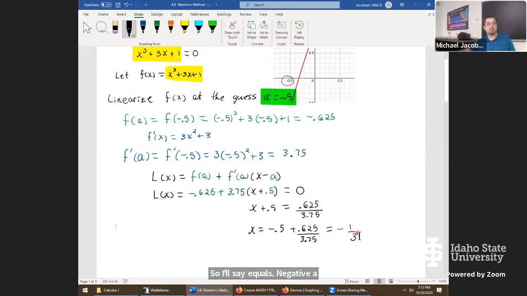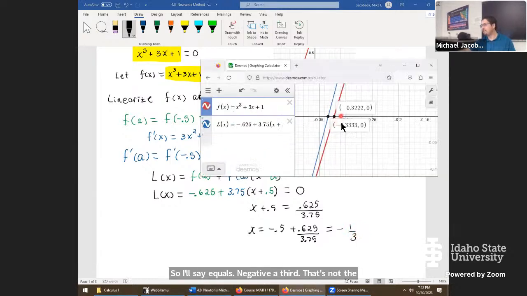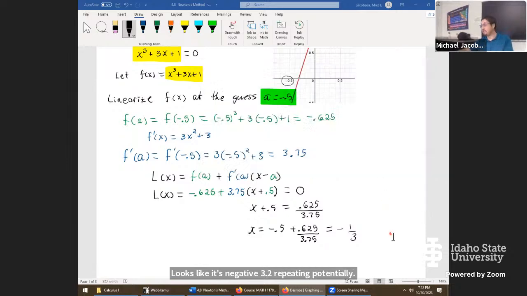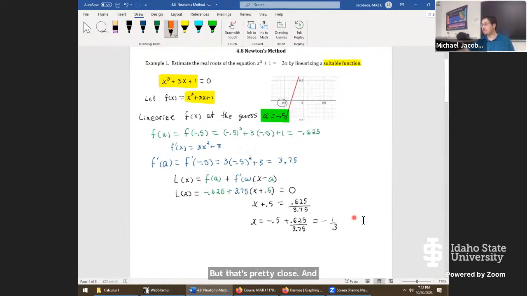Now that's not the exact 0 of this function. When we look at Desmos, we know it's off by a little bit. Looks like it's negative 3.2 repeating potentially. So whatever that number is, and it might not be repeating, I can't even tell through Desmos. But that's pretty close. And here's how Newton's method works.